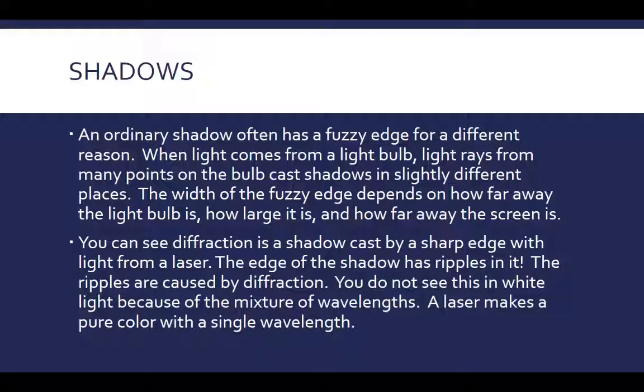You can see diffraction in a shadow cast by a sharp edge with light from a laser. The edge of the shadow has ripples in it. The ripples are caused by the diffraction. You don't see that with white light because white light is a mixture of different wavelengths. We've got the red on the long end and the violet on the short end. A laser is collimated into very specific amplified wavelengths, and this makes a pure color with a single wavelength.